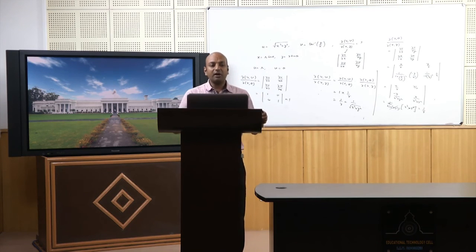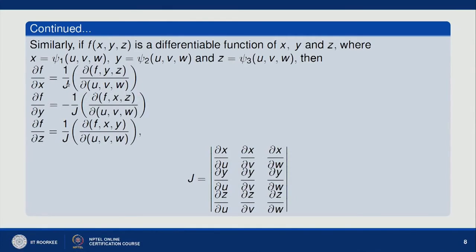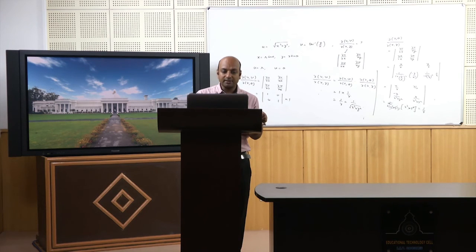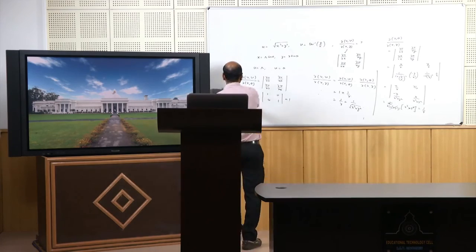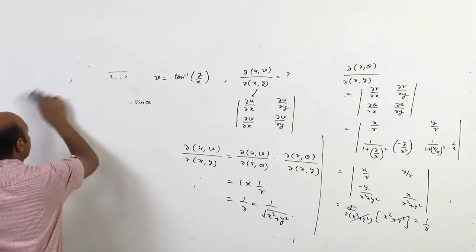Now, similarly, if we have a function of 3 unknowns, then also we can convert using change of variable. So, f x we can obtain as 1 by J times del(f,y,z) upon del(u,v,w). Similarly, del f upon del y and del f upon del z, where J is simply del(x,y,z) upon del(u,v,w). Now, let us try to solve. The first problem is easy, you can easily solve it. Let us try to solve the second problem.